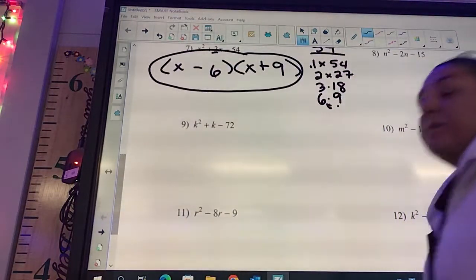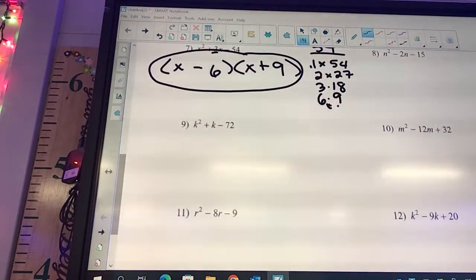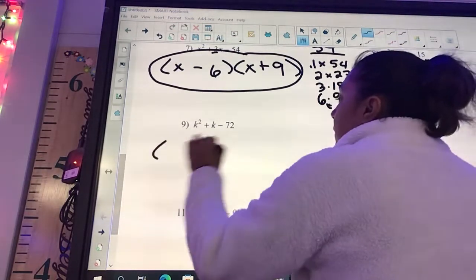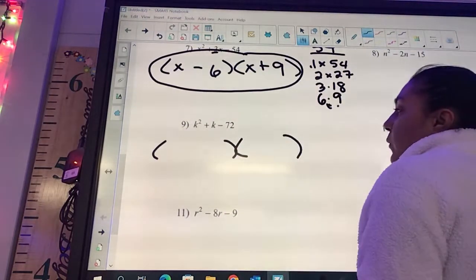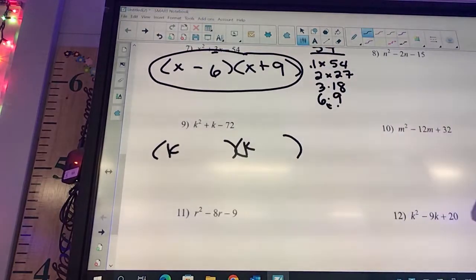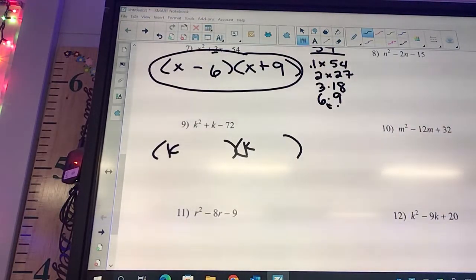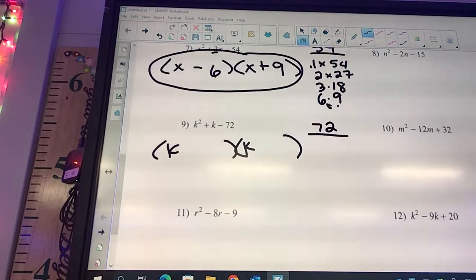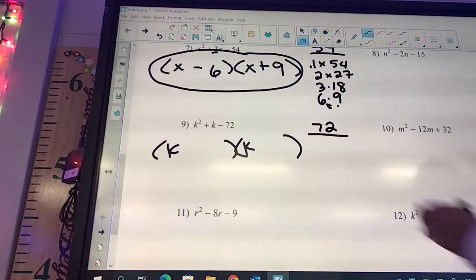Okay, number 9. Miracle, what's our first step? Draw the parentheses. Darren, second step. Mia, what number are we going to make a list of? 72. Jackson, what's the first one on our list? 1 times 72. Good.